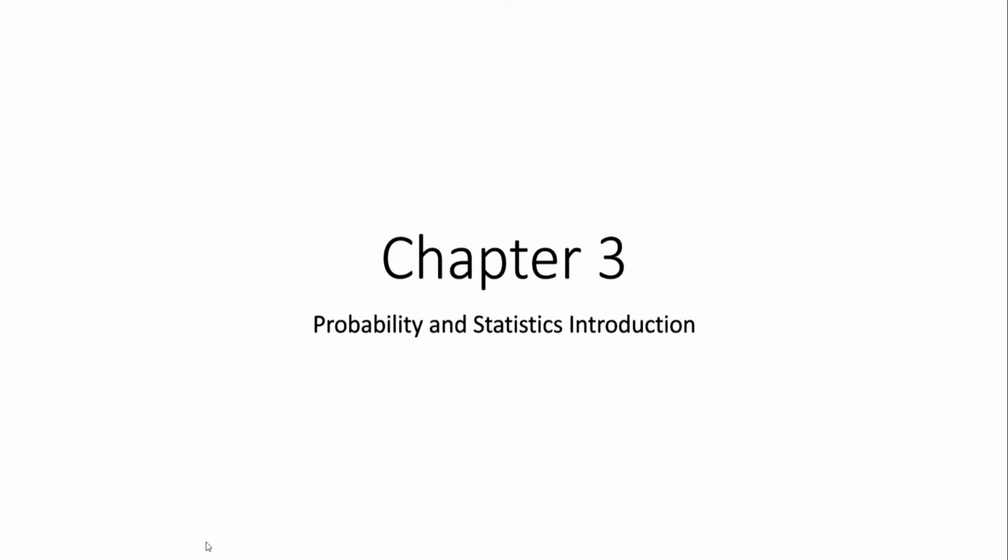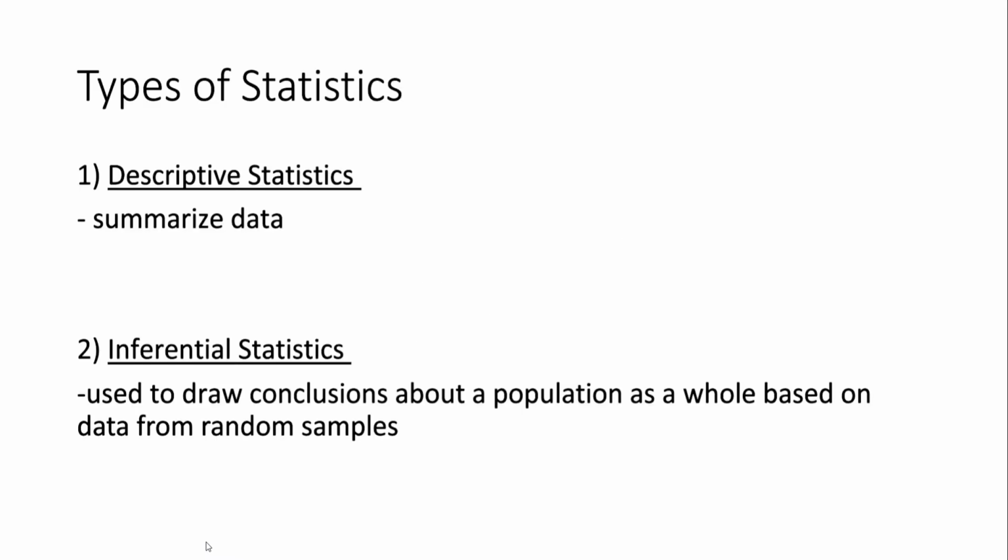In this video, we're going to introduce some important terms dealing with probability and statistics. Most of this stuff is going to be found in Chapter 3 of your textbook. First, we'll talk about two different types of statistics. The first type of statistics is called descriptive statistics, and this is used to summarize data. The second type of statistics is inferential statistics, and these types of statistics are used to draw conclusions about a population as a whole based on data taken from random samples.